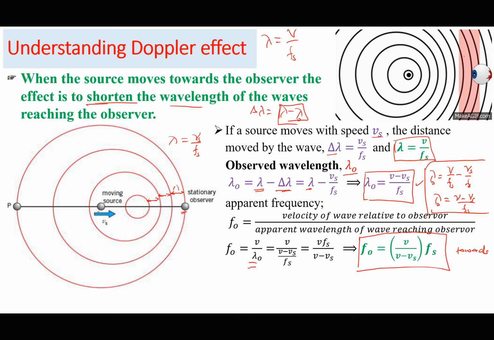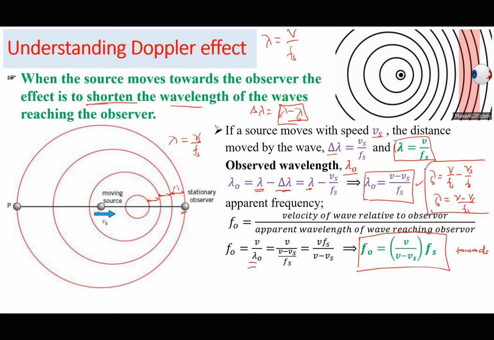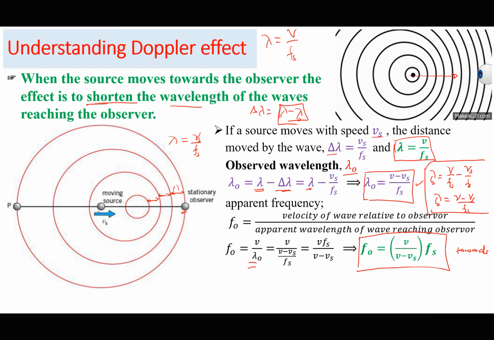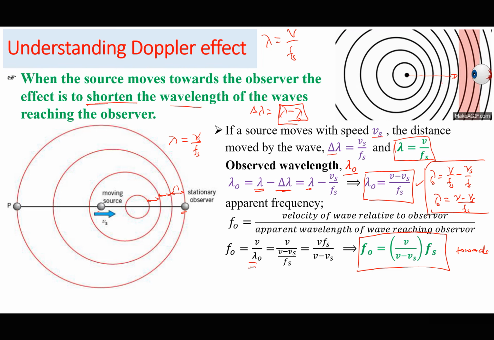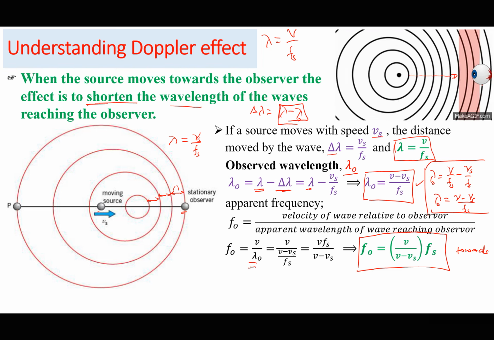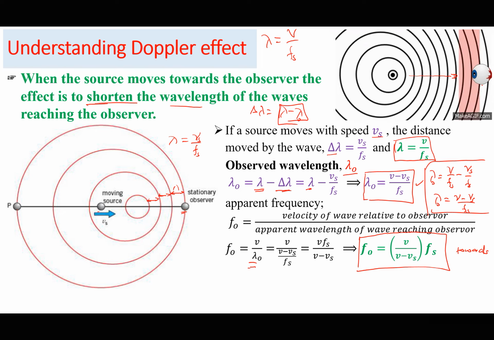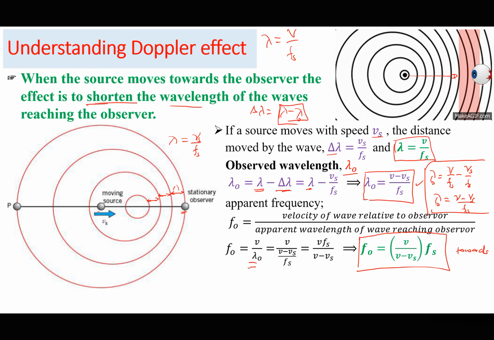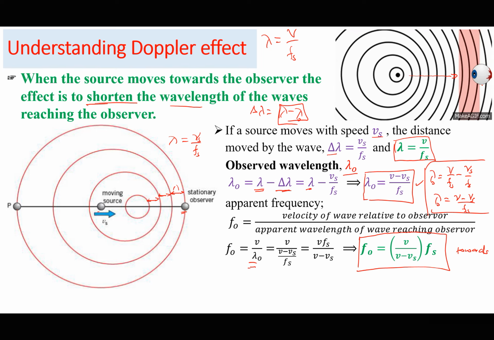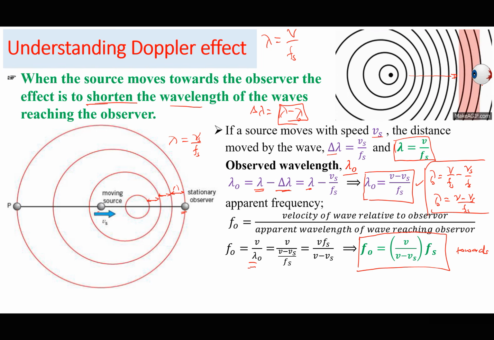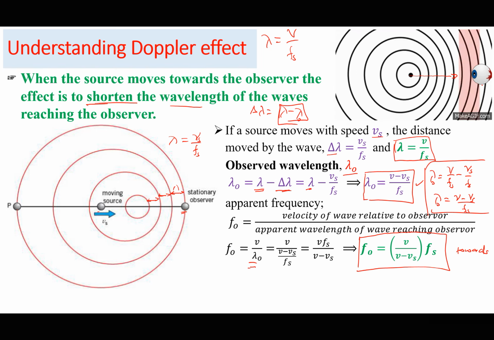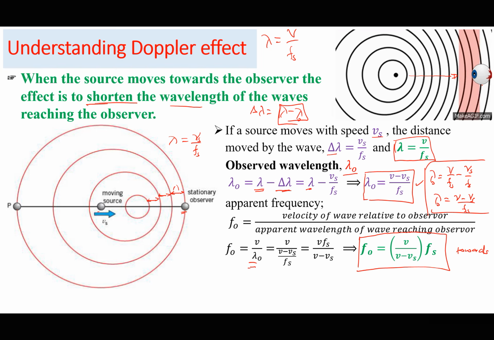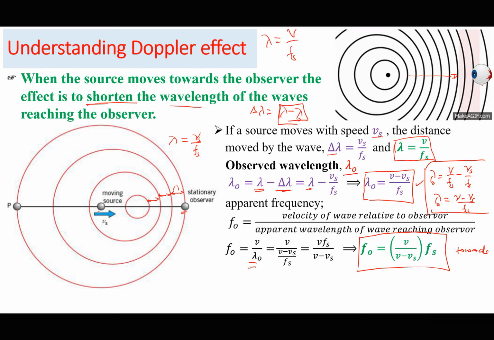This animation shows what happens when the waves move towards the observer. The separation between the waves becomes smaller when the waves move towards the observer. So the observed wavelength is going to be smaller by an amount which is given by the distance moved by the source, or by the wavefronts, towards the observer. And that distance moved by the wavefront towards an observer is equal to the speed of the source divided by the frequency.